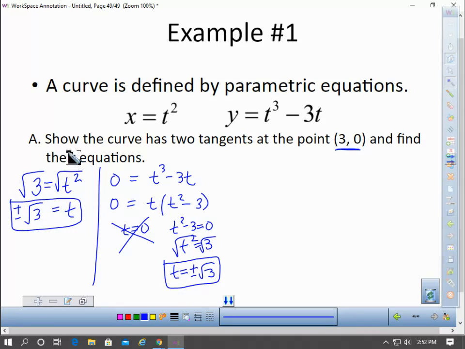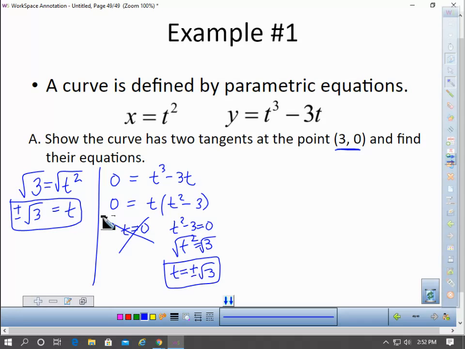So that was the first part of the problem: show that the curve has 2 tangents at the point (3, 0). So I have 2 of them. I have one tangent line when t is positive radical 3, and I have another tangent line when t is negative radical 3. So now I've got to find their equations.